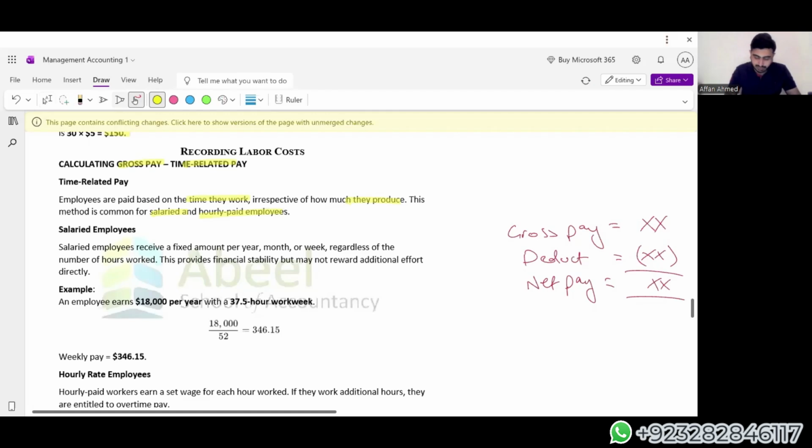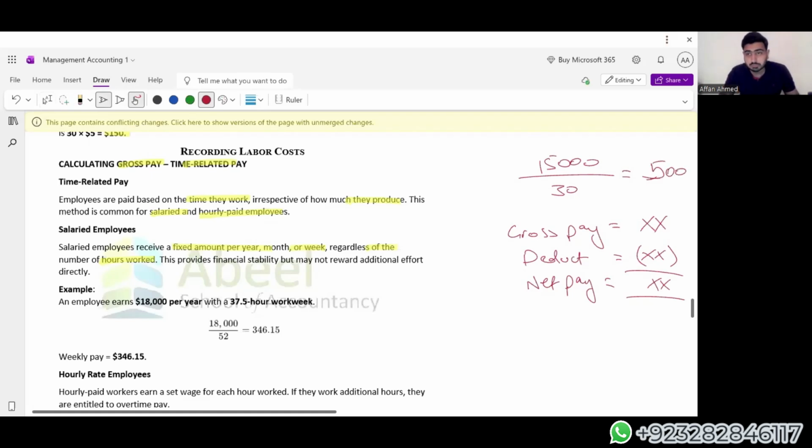Now, salaried employees. For salaried employees, hourly payment is calculated on a different basis. So for salaried employees, there is a fixed amount per year, per month, or per week, regardless of the number of hours they have worked. So let's say I am paid 15,000 per month for 30 days. So per day, I can say that I am getting 500 rupees.